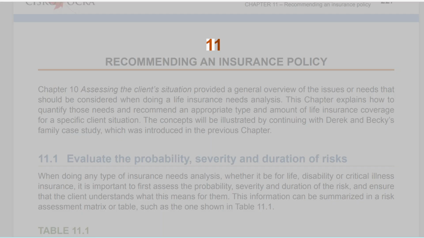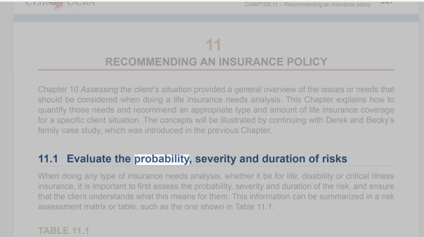11. Recommending an insurance policy. Chapter 10, Assessing the client's situation, provided a general overview of the issues or needs that should be considered when doing a life insurance needs analysis. This chapter explains how to quantify those needs and recommend an appropriate type and amount of life insurance coverage for a specific client situation. The concepts will be illustrated by continuing with Derek and Becky's family case study, which was introduced in the previous chapter.